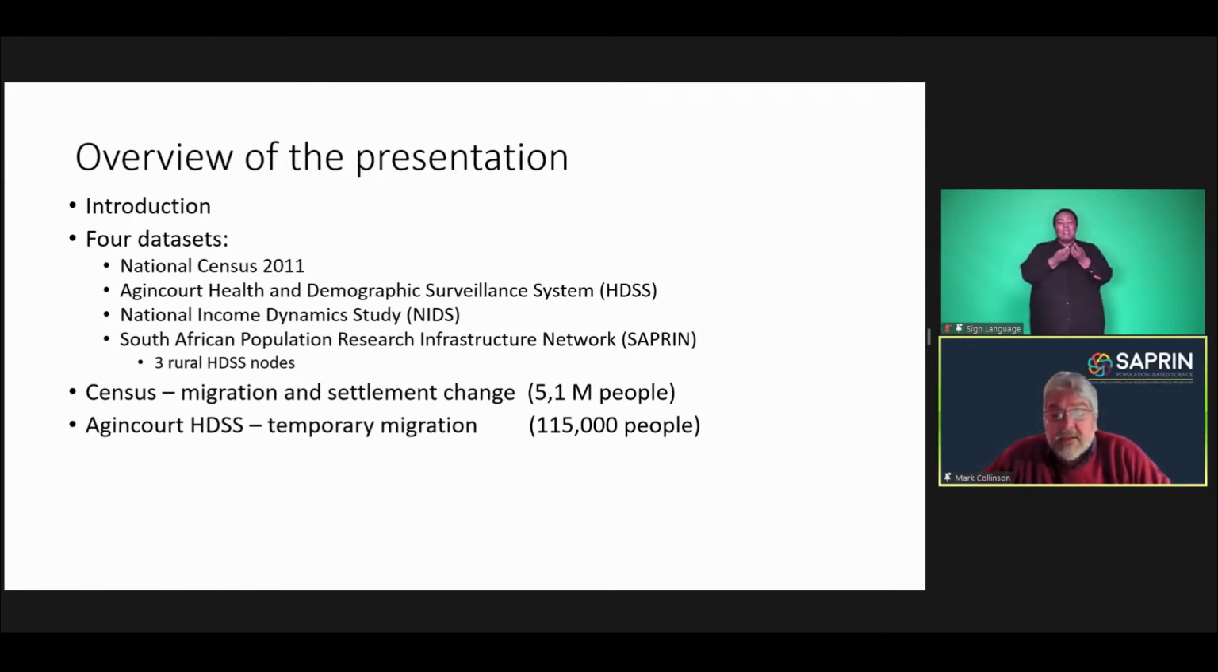From the Agincourt HDSS, give me a second, I wanted to keep a timer going and I forgot to start it. So there we go. That's right.